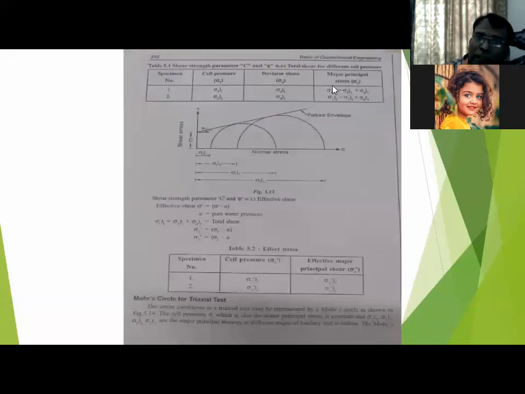ओके, शेयर स्ट्रेंथ कैसा निकालते हैं? यहाँ पर देखो, ये स्पेसिमन, फर्स्ट स्पेसिमन है. सेल प्रेशर आपको मालूम होता सिग्मा 3, डिविएटर स्ट्रेस आप अप्लाई करें सो मालूम होता सिग्मा डी एक्चुअली. तो इन दोनों को आप ऐड करो, आपको मेजर प्रिंसिपल स्ट्रेस मिलता सिग्मा 1. ओके, तो अब ये जो है ये एक मोहर सर्कल है.